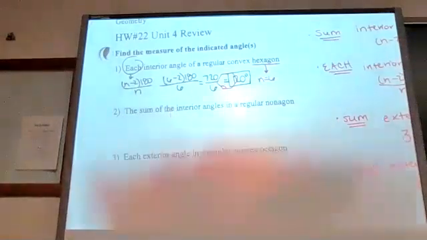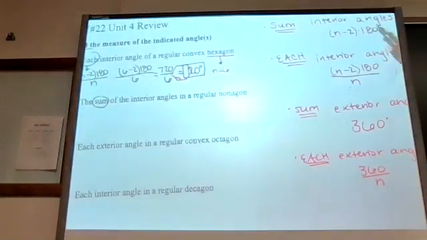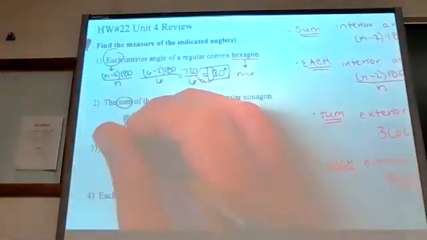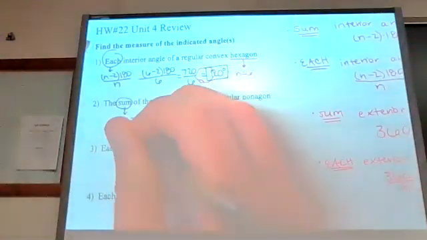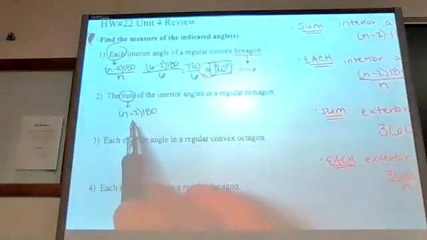So on the second one, it says the sum of the interior angles. So different formula. The first one was find each. This one is just find the sum. So the sum of the interior angles, n minus 2 times 180 is the formula we want.